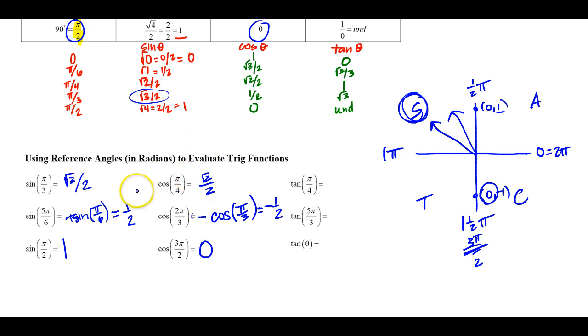So the quadrantal angles are special: 0, pi over 2, pi, 3 pi over 2, 2 pi. Those are ones that, again, you want to think about the coordinate points 0, 1, 1, 0, etc. But the trick using reference angles works when the reference angle is pi over 3, pi over 4, or pi over 6. And then tangent.